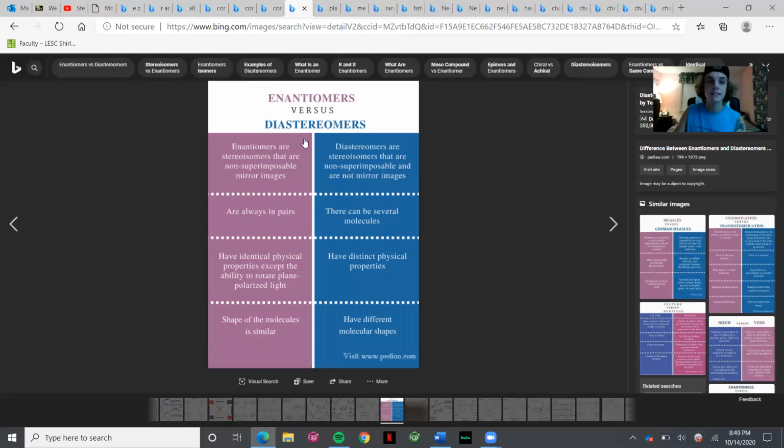Now enantiomers versus diastereomers. Now I'm going to get in a little more detail. Enantiomers are stereoisomers that are non-superimposable, but they are mirror images. So they are mirror images of one another. If you put one next to the other, you'll notice they are symmetrical. Diastereomers are stereoisomers that are non-superimposable, like my hands.